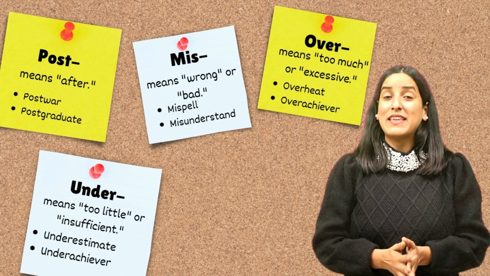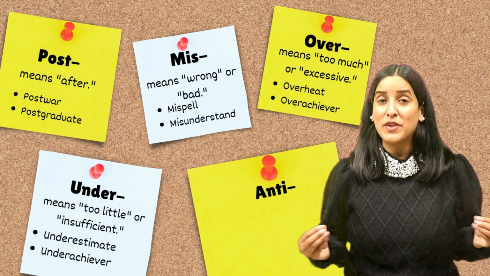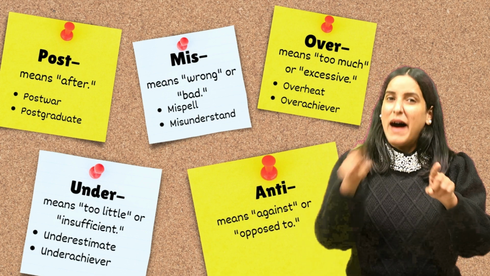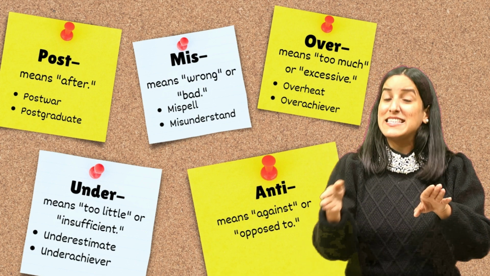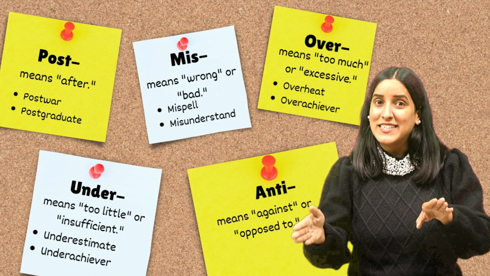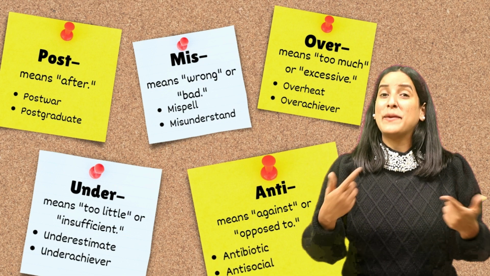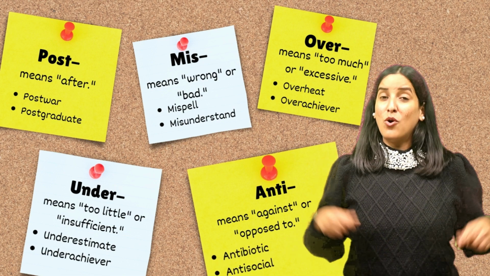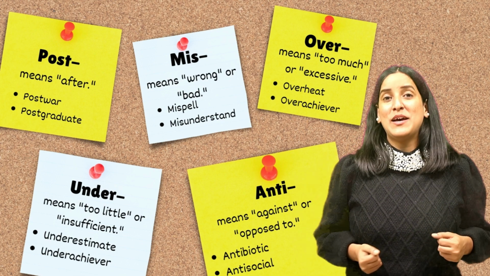What about this one? Anti. Yes. Now this prefix means against or opposed to. For example, biotic. Yes. The opposite is antibiotic, which means against life. It is used to kill bacteria, right? Social becomes antisocial, which means against socializing, or avoiding interactions with others.